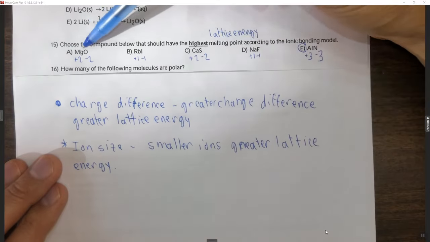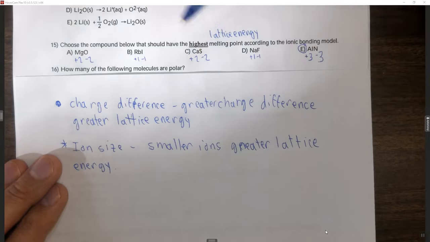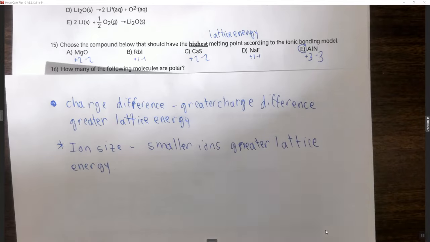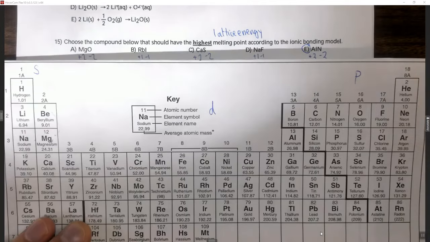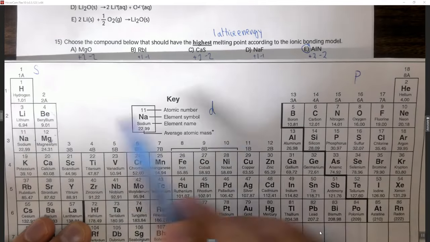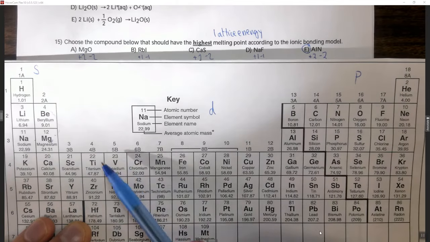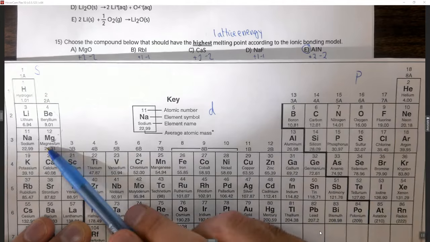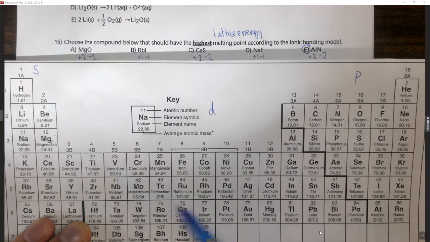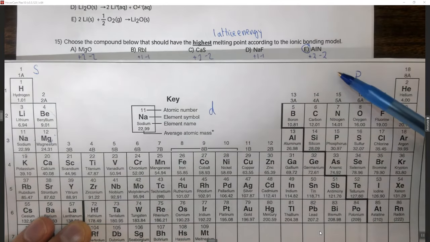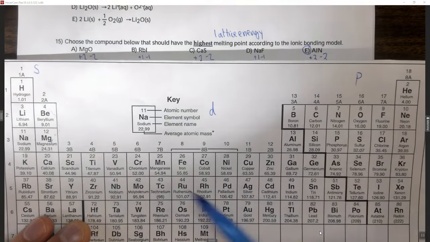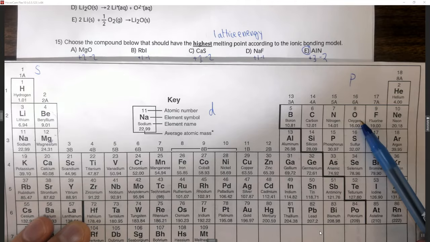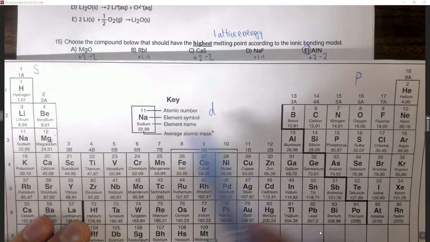Now notice if you wanted to compare MgO and CaS, these are both having a charge difference of 4. So now we need to look at the ion size. And to do that we need a periodic table. Mg is here and O is here. And we're comparing it to CaS. Ca is here and S is here. In both cases, Mg and O are higher on the periodic table, and therefore they're smaller ions. They're closer to the top, and they're going to be smaller ions. So MgO will have a slightly greater lattice energy and a slightly higher melting point compared to CaS.